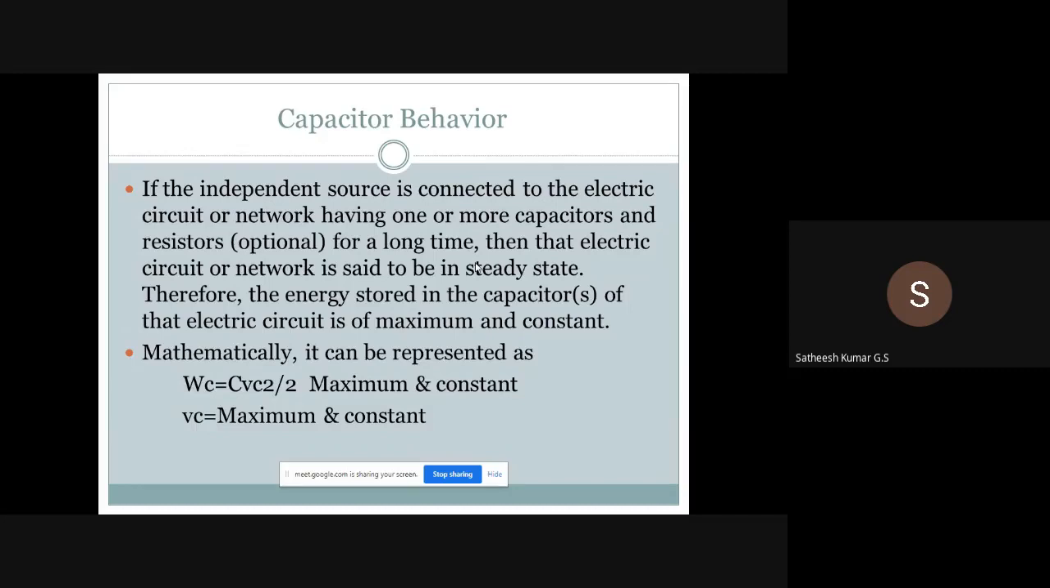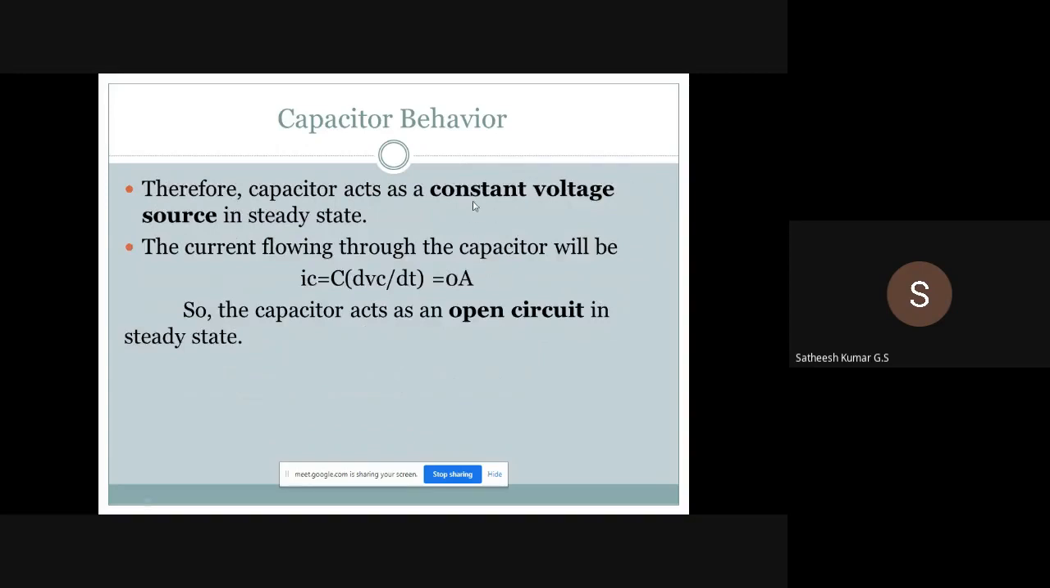Next, for a capacitor, if an independent source is connected to the electric circuit or network, in the same way we are giving a constant voltage to the capacitor, or maybe two or three capacitors connected in parallel. We are giving supply to the capacitor. What will happen? The capacitor will store the energy in the form of voltage. What will it provide? It will provide a maximum voltage at a constant level. So the inductor provides maximum current at a constant level, and the capacitor provides maximum voltage that is constant. Therefore, the capacitor acts as a constant voltage source in a steady state.